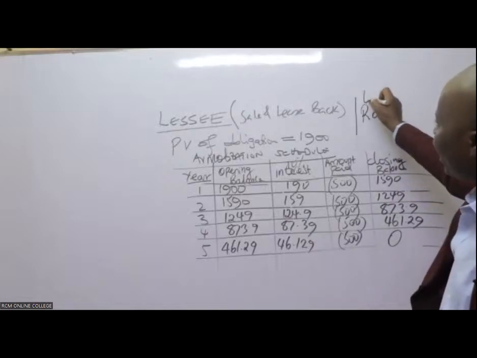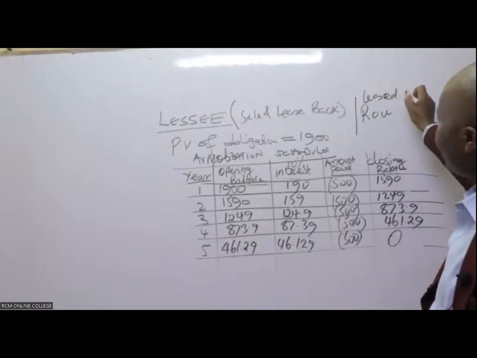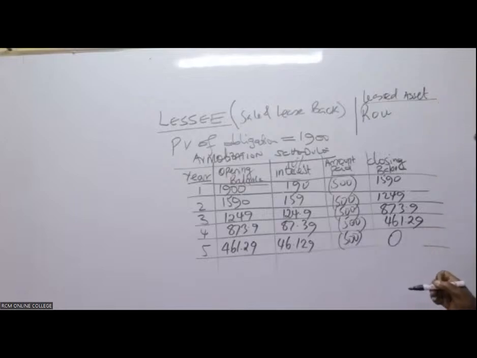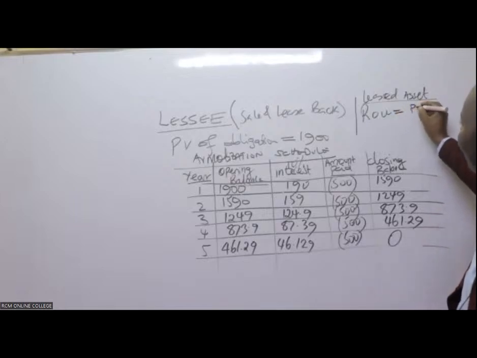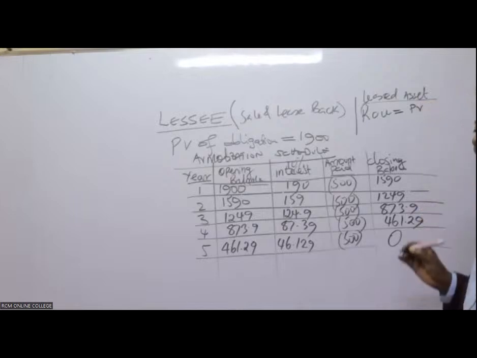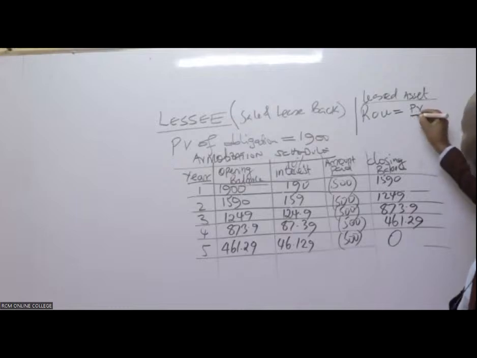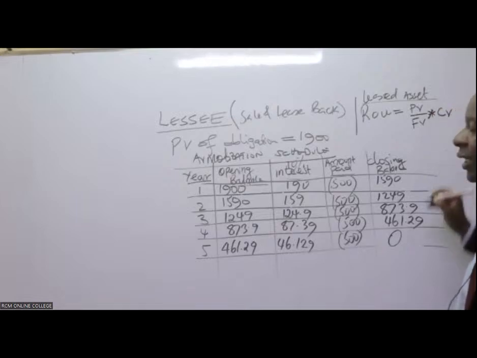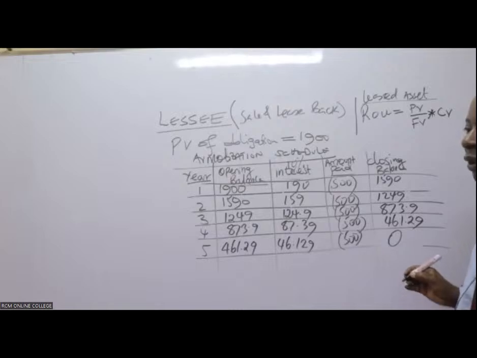So the leased asset we shall recognize is called right of use. And for us to get this right of use, ladies and gentlemen, we shall take the present value of this obligation, then divide this by the fair value. This is the proportion. Then we multiply this with the carrying value of the asset.